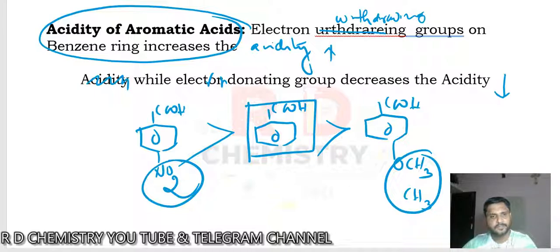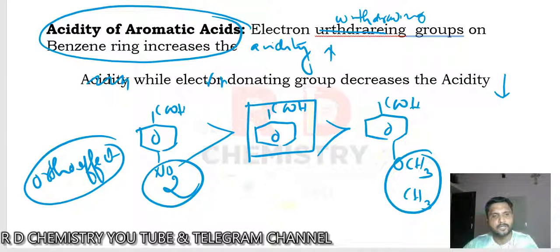Okay. Now there is also something called the ortho effect. If there is a substituent on the ortho position, they are the stronger acid compared to the para and meta substituted groups. Let us see those things in the questionnaire, in the MCQs.